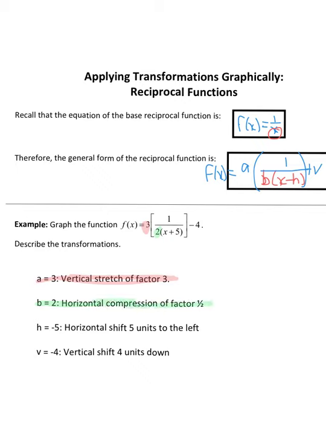Even though the 2 is in the denominator and this looks like a half, the 2 is multiplied by x minus the h value. So in front of the x minus h is 2, so that means b is 2. It's in the bracket, so it's a horizontal compression of a half. The h value is negative 5, which means there's a horizontal shift 5 units to the left. And the v value is negative 4, which means there's a vertical shift 4 units down.